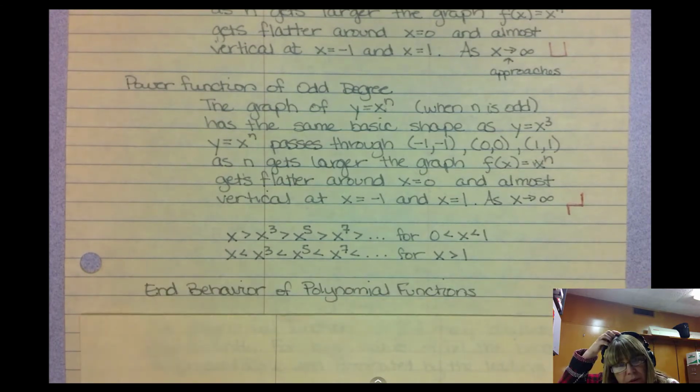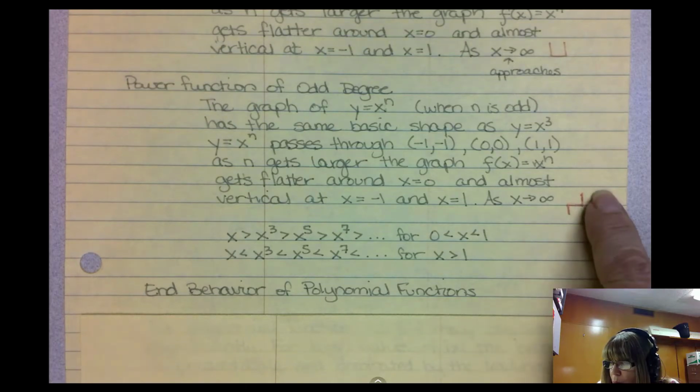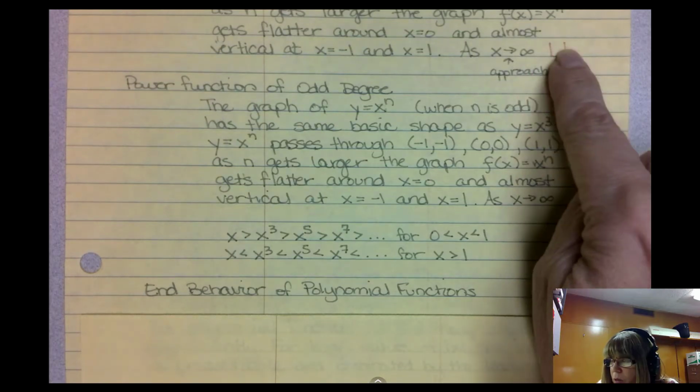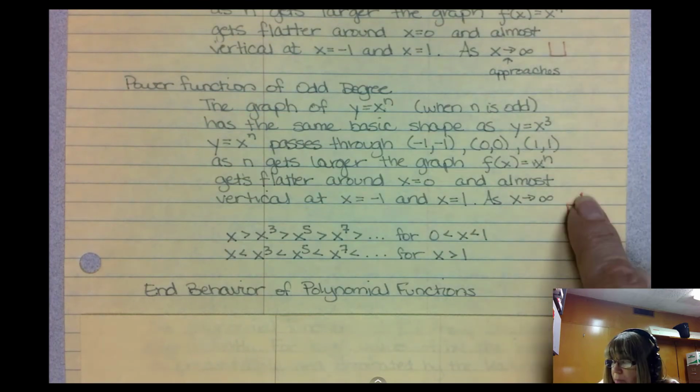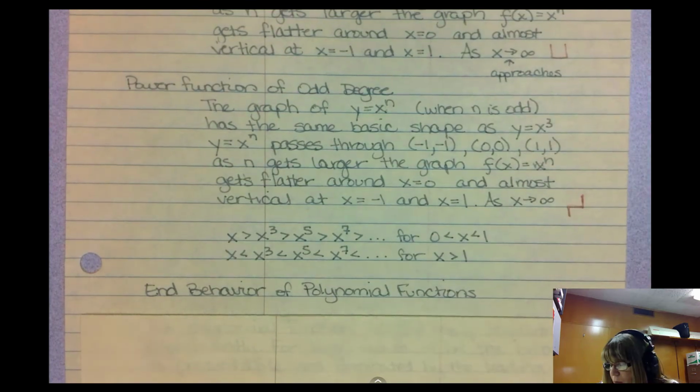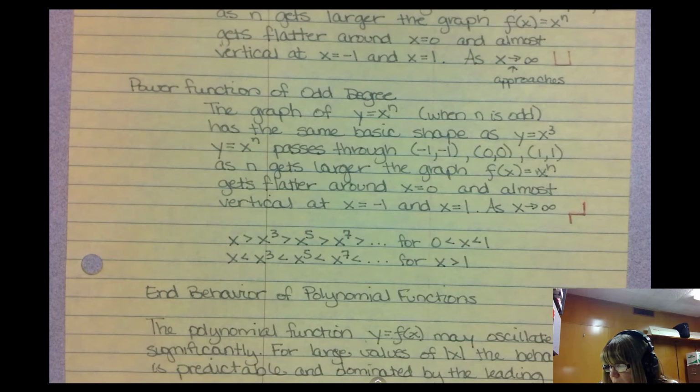Now we want to really focus on what the end behavior of a polynomial function looks like, because we can gain a lot of information from that on how to graph if we know how these endpoints are behaving. Are they behaving like that? Are they behaving like this? We have several ways of looking at it. So let's take a look at it.